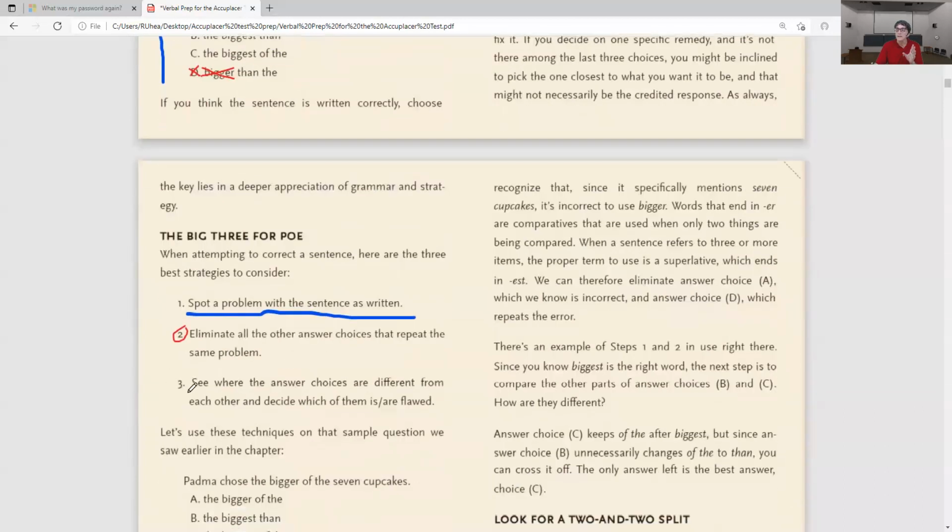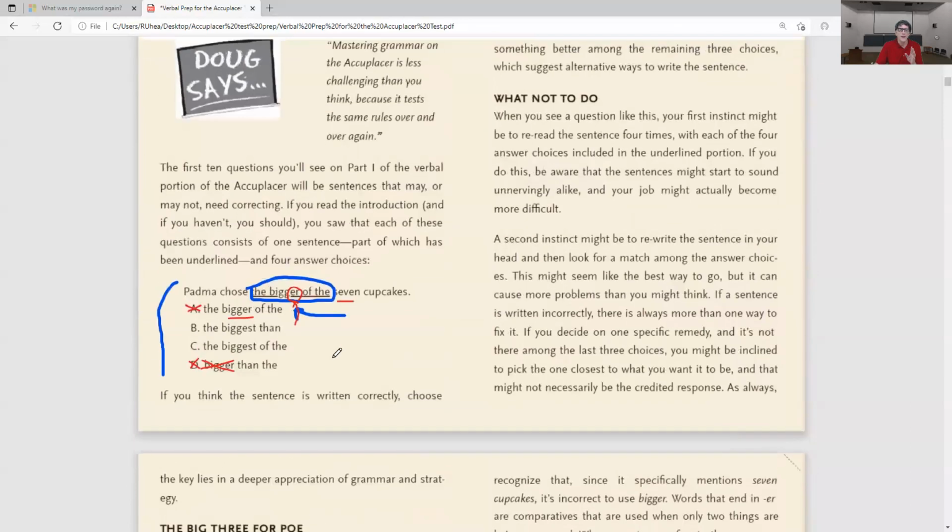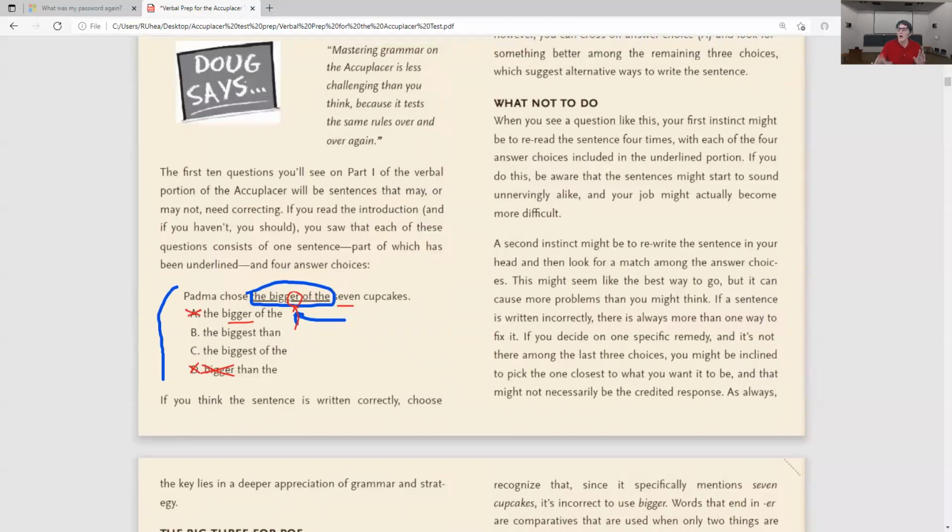So go to step number 3. See where the answer choices are different from each other and decide which of them is or are flawed. We'll go back to the question. What often happens in these types of test questions is you can rule out 2 answers as being incorrect. 2 of them are out. Then you may have a little problem. You have to decide which of the remaining 2 is the correct answer. But you have a better chance of getting the correct answer even by guessing now, because the possibility of getting the right answer is 50-50.